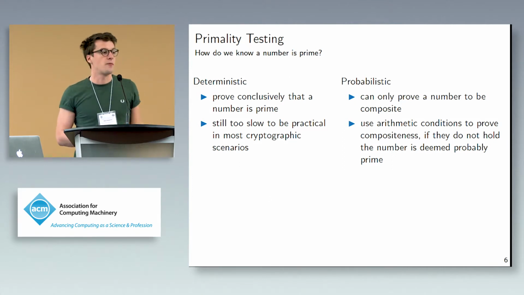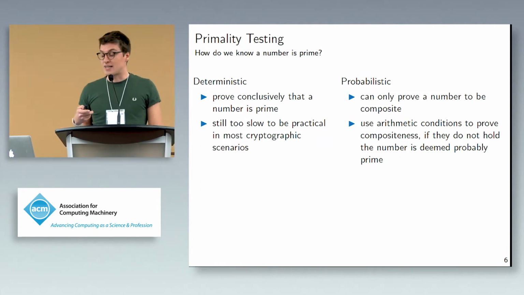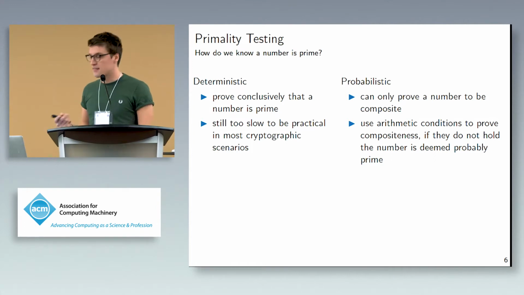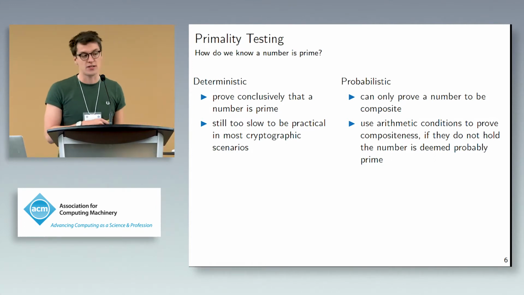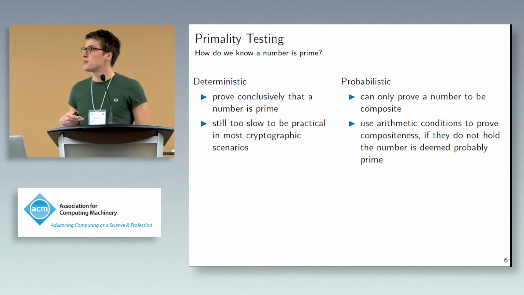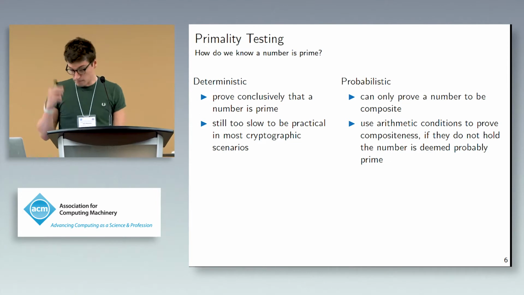So there are two flavors of primality testing. We have deterministic primality tests and probabilistic primality tests. Deterministic primality tests can prove conclusively that a number is prime, but most of these algorithms are still too slow to be practical in most cryptographic scenarios. So instead, we often use probabilistic tests, which is the main focus of today.